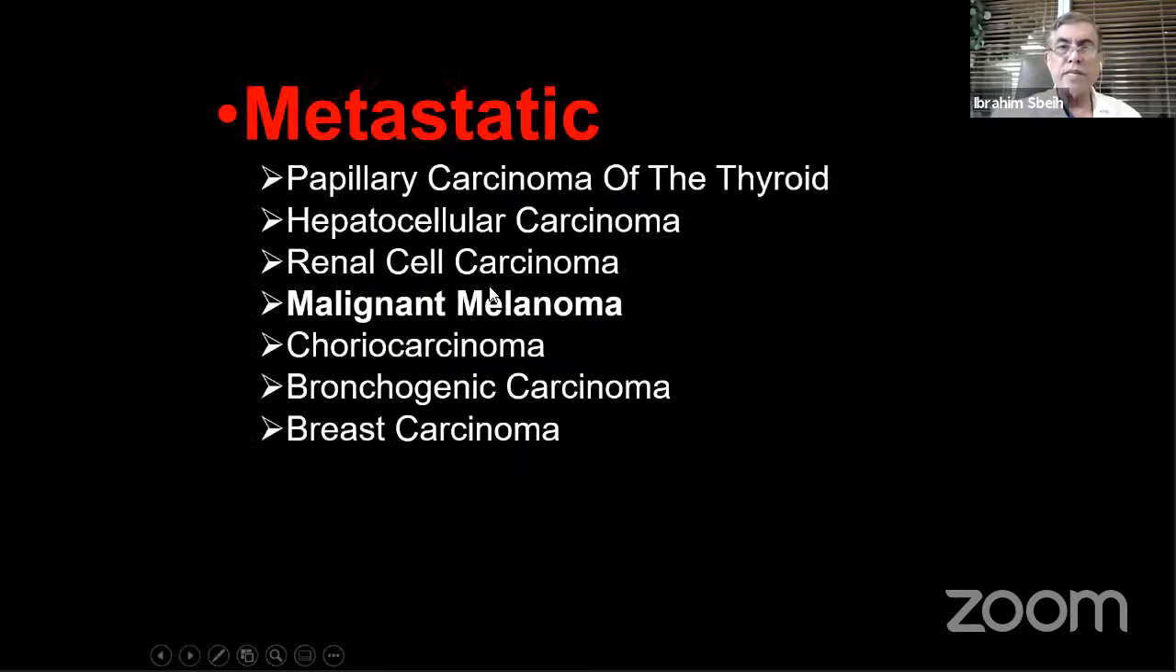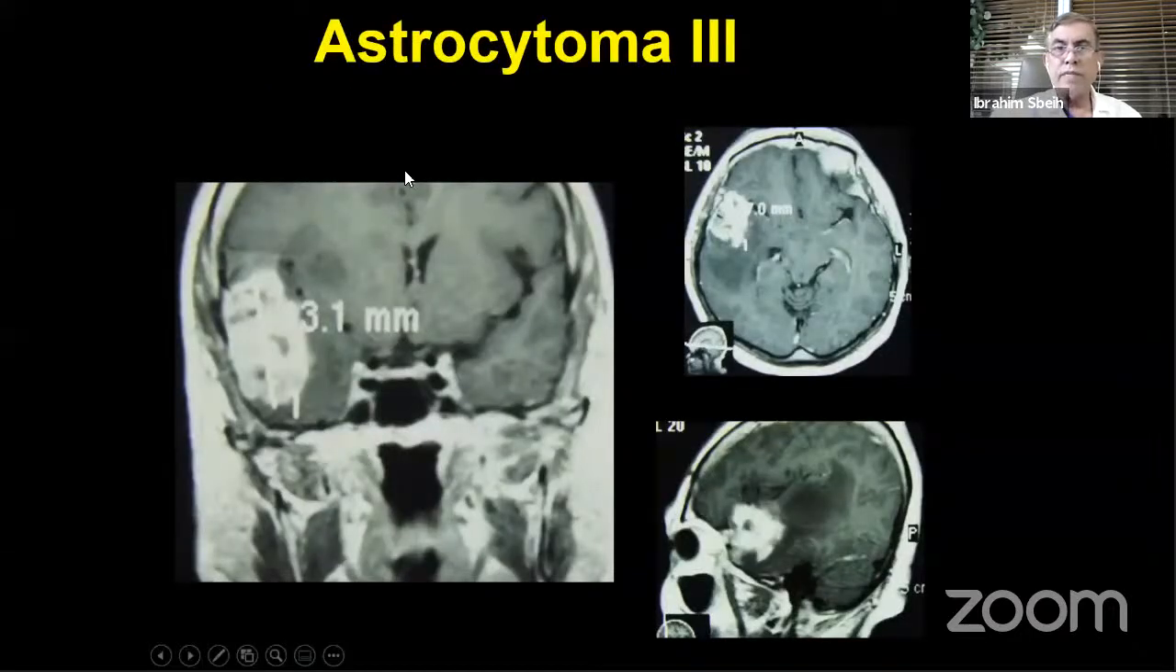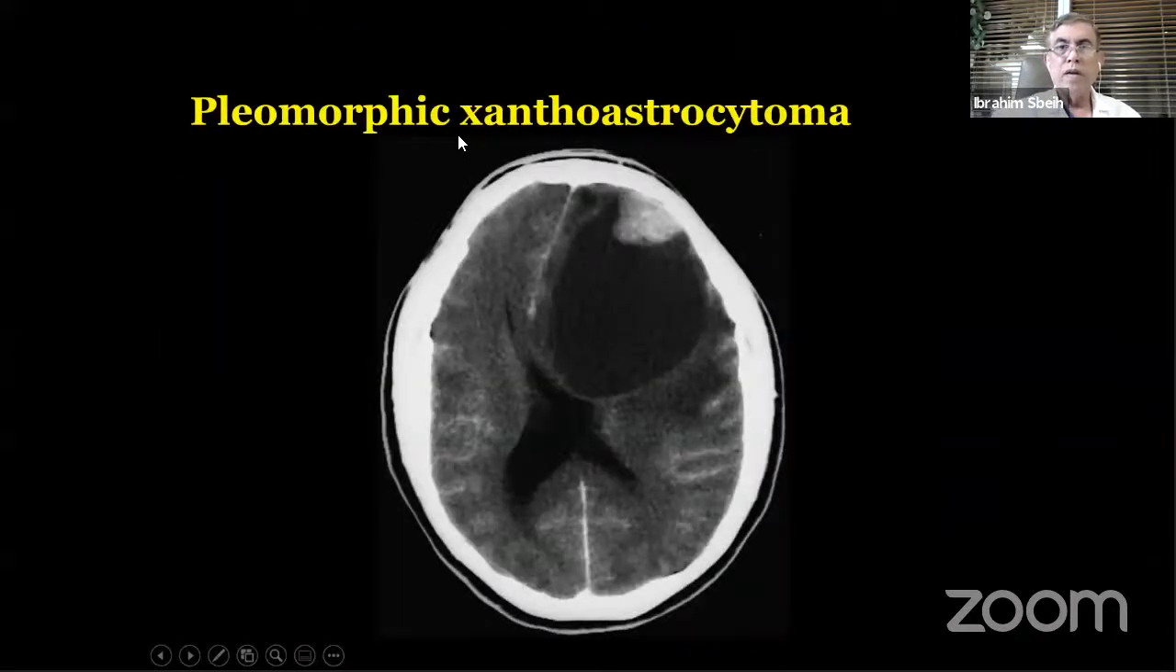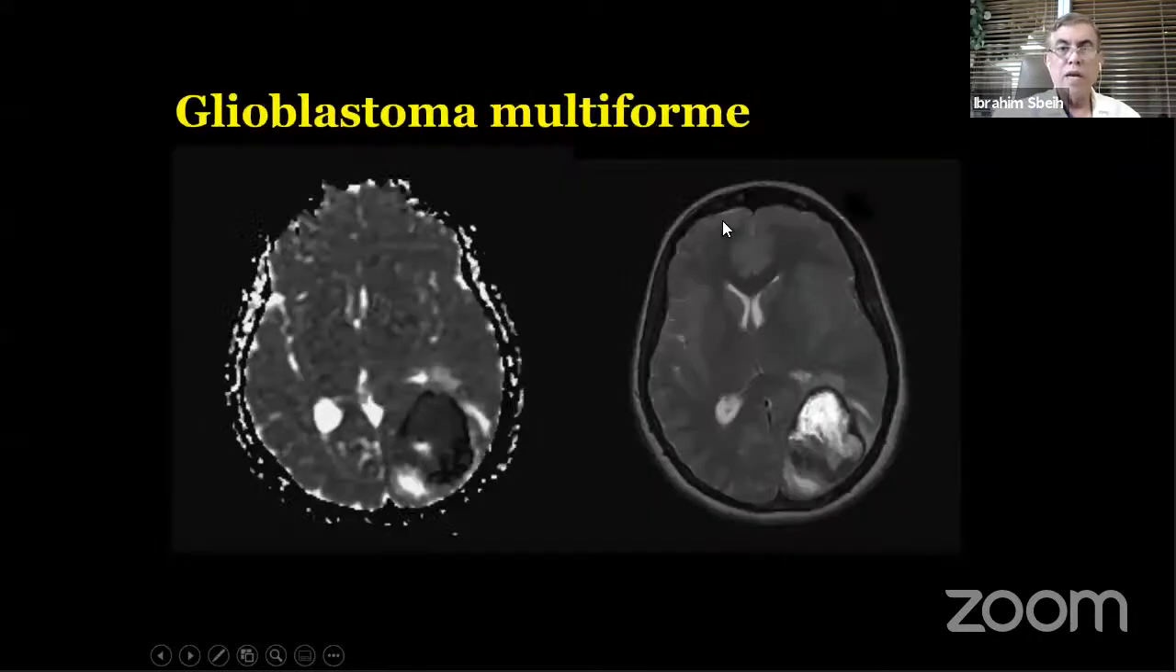And if we take the metastasis, it's common in certain types, like papillary tumor of the thyroid, hepatocellular carcinoma, renal cell carcinoma, malignant melanoma, choriocarcinoma, bronchogenic carcinoma, breast carcinoma. Cases in my series: astrocytoma grade 3 presenting as hemorrhage. Pleomorphic xanthoastrocytoma presenting with hemorrhage. Glioblastoma multiforme presenting as hemorrhage without the patient knowing, without him being diagnosed or suspected to have a brain tumor.